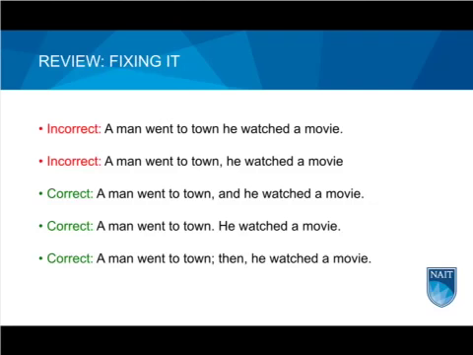Now let's review how we could fix this run-on sentence. If we leave it as is, of course it's incorrect because it's a run-on. If we put a comma between the 2 independent clauses, this is also incorrect because it's a comma splice, which is a type of run-on. So the 3 ways that you can correct it are either using a comma with a coordinating conjunction, a full stop where you break them down into 2 sentences, or a semicolon. And in this case, we've used a semicolon followed by a conjunctive adverb. The last 3 sentences are all correct.